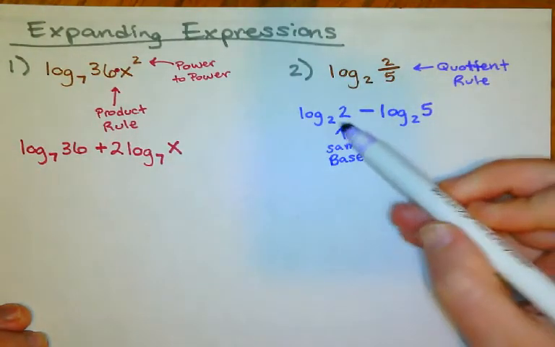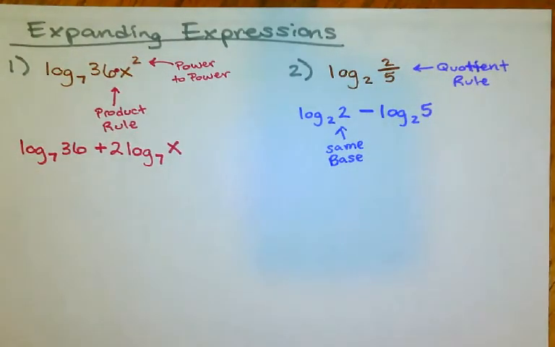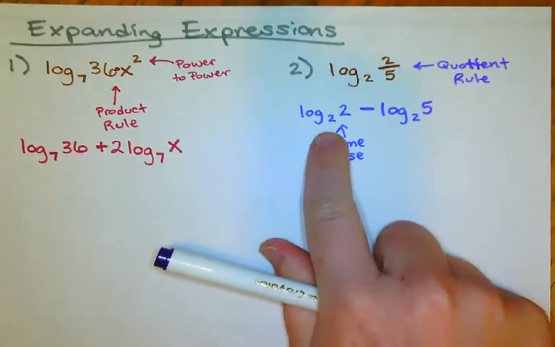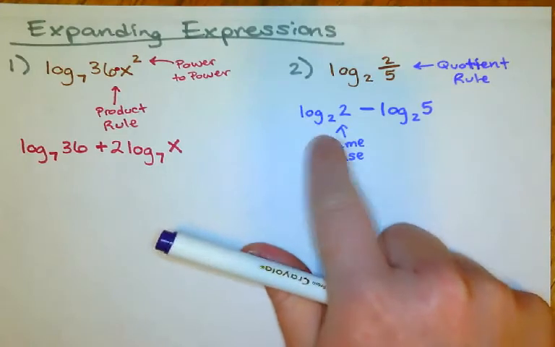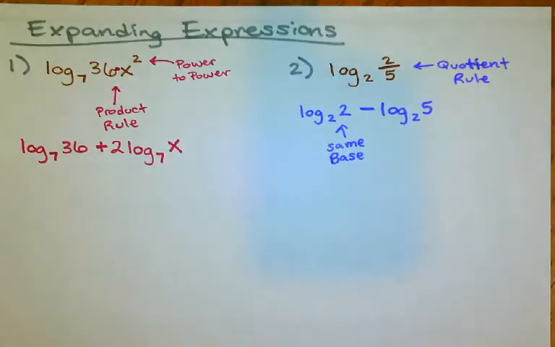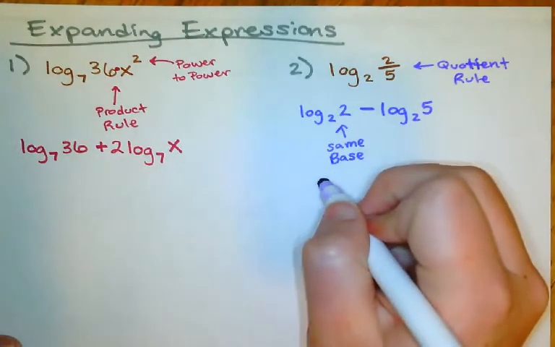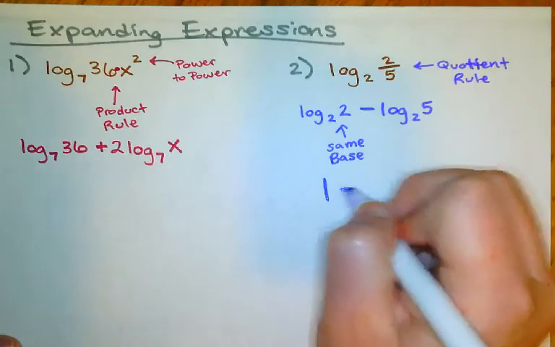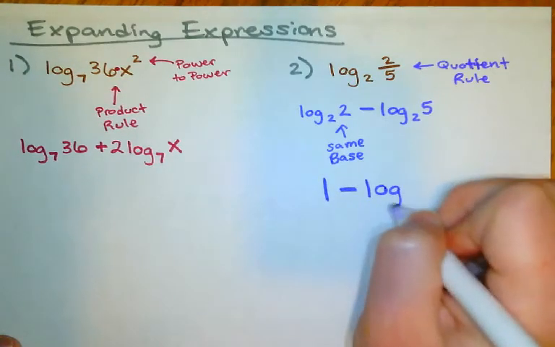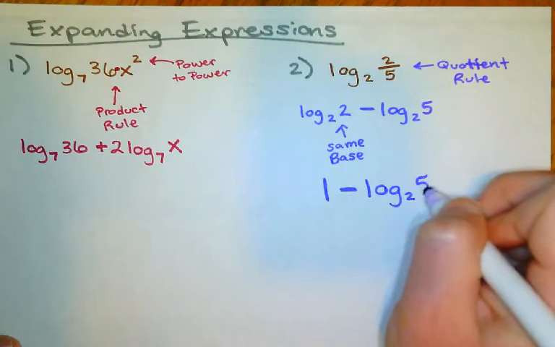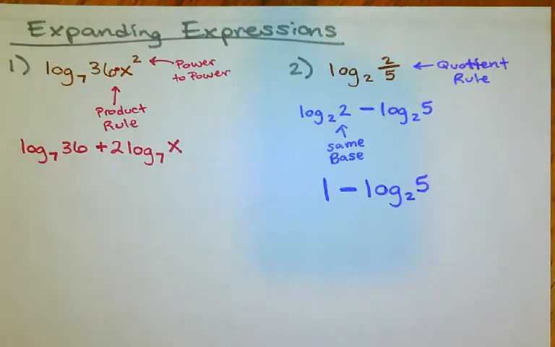This is the same base rule because our base and our argument are exactly the same. And that same base rule means that this log base 2 of 2 is really just the number 1. So our final answer here would be 1 minus log base 2 of 5. And there's our final answer. We have expanded this as much as we could.